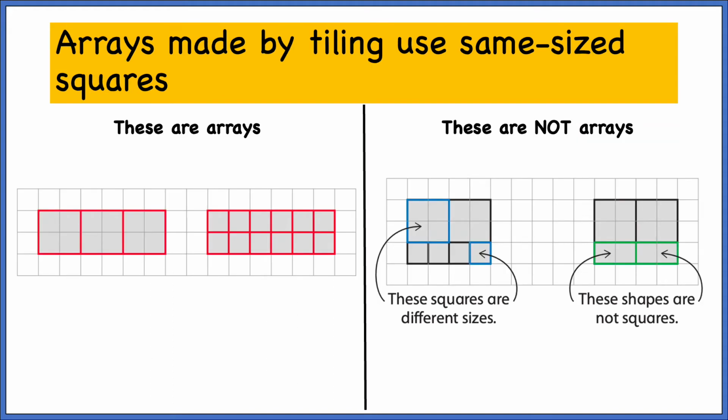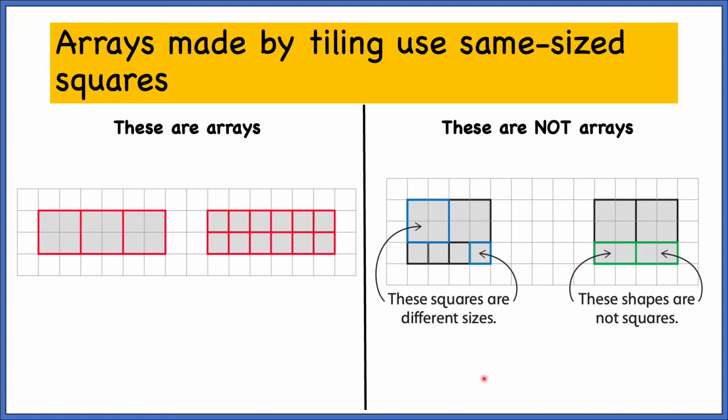Arrays made by tiling use the same-sized squares. The pictures on the left are arrays because they use same-sized squares within each picture. So this one uses 3 large squares. This one uses 2 rows of 6 squares that are smaller, but they're all the same size. So this is an array. This is also an array.